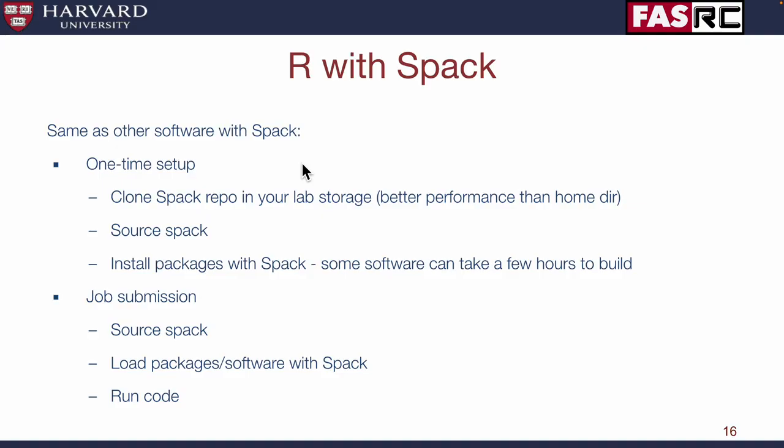If the package that you need in R requires additional software installed outside of R, such as rgdal or raster, you will have to use Spack to install those additional software. In R with Spack, you have a one-time setup that consists of cloning the Spack repo in your lab storage because it has better performance than the home directory. You source Spack, and then you install packages with Spack. Note that some packages can take a few hours to build. For a job submission, you have to source Spack, load packages with Spack, and then run your code.